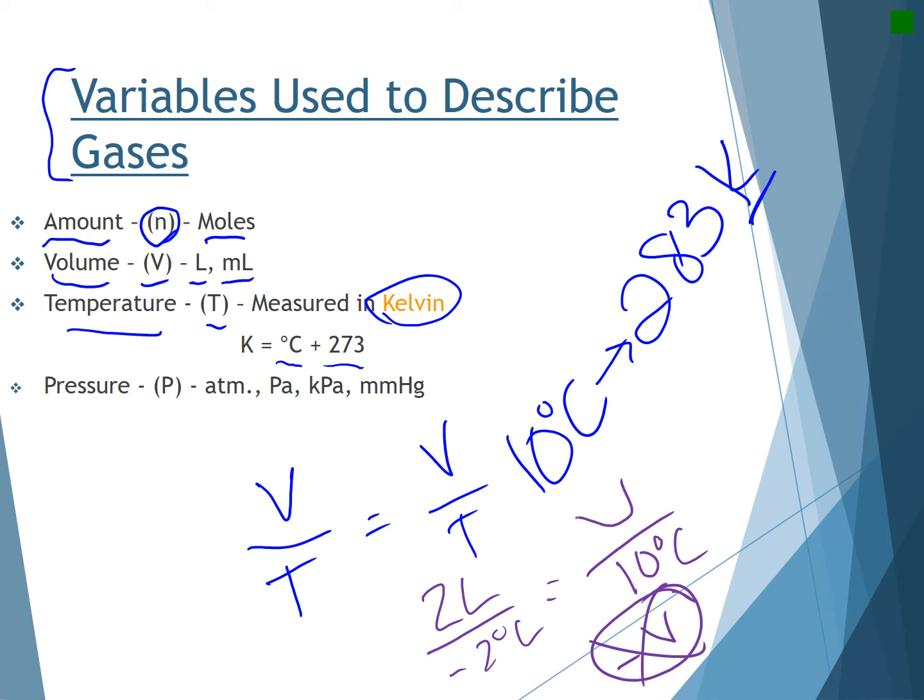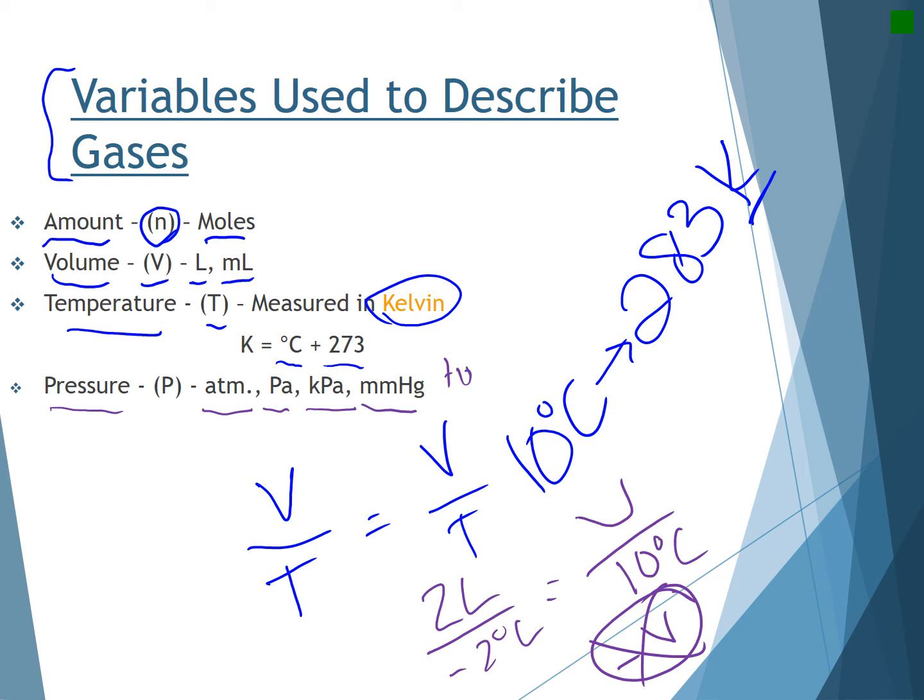All right, then we also have pressure. Pressure will also change the behavior of a gas. There are quite a few units for pressure that you're going to need to know: atmospheres, abbreviated as ATM, pascals, kilopascals, and millimeters of mercury.